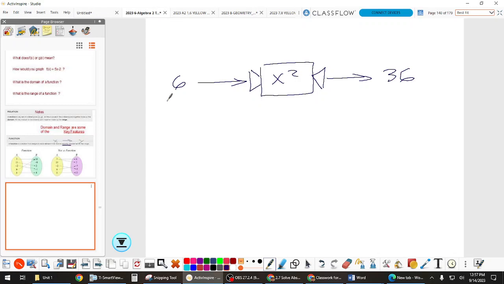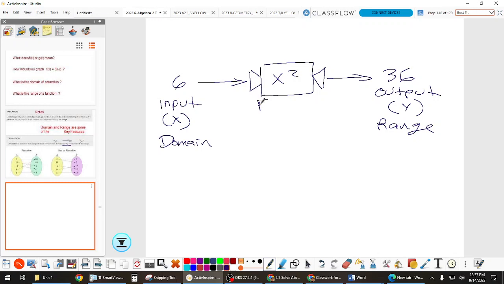36. So the idea here is this is an input, it's an x. This is an output, a y. This is the domain. This is the range. And of course, this is the function itself. Okay? So our functions obviously will grow in complexity. It won't just be x squared, but if we get the basic idea of it, then it really helps. Okay.